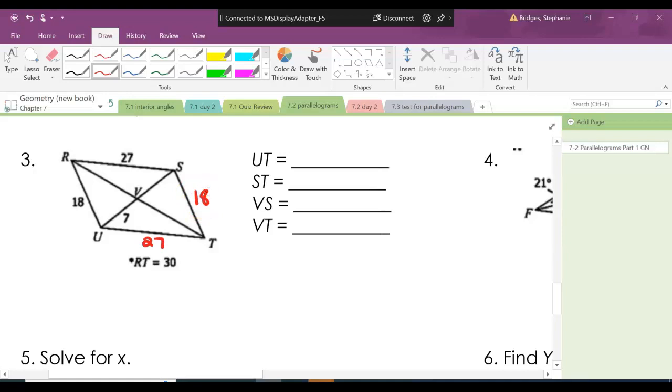Now inside my picture, UV is labeled 7. You see that? So what else is 7? Yep, the other half of the diagonal. And then what does it tell me at the bottom? Okay, RT, that's the whole thing, right? So if that is cut in half, what would each small piece be? 15, so I'm going to label that as 15. Now we can go through and answer our questions.